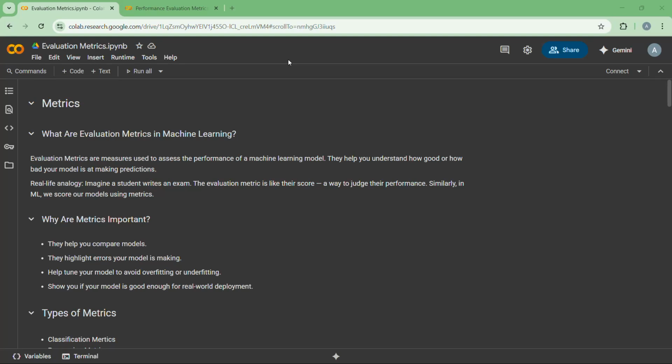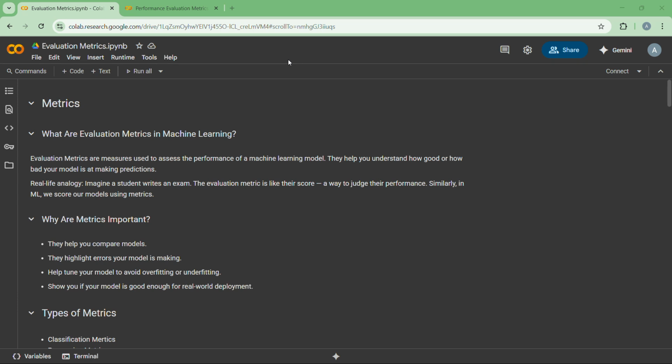Today our topic is metrics. What are the evaluation metrics in machine learning? Evaluation metrics are measured to assess the performance of a machine learning model. This helps you to understand how bad your model is at making predictions.